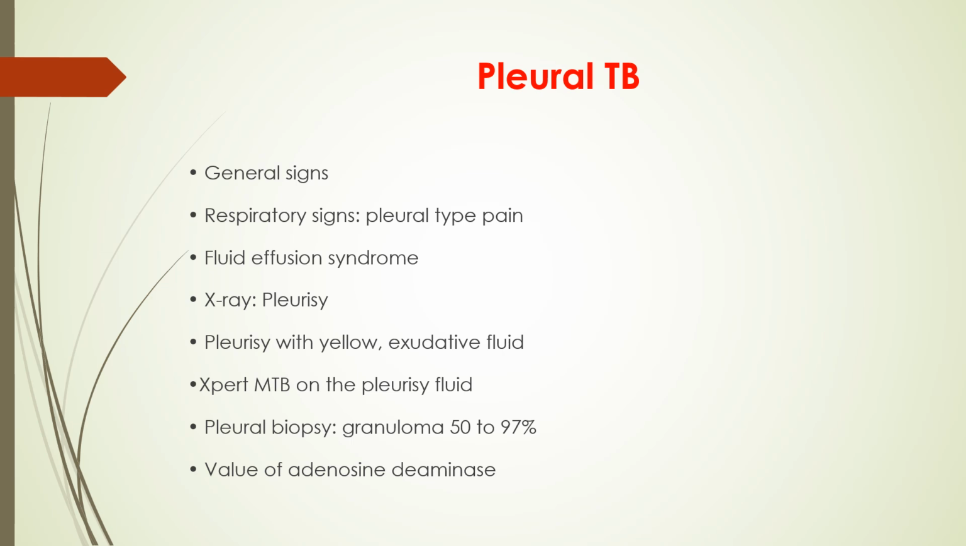What about pleural TB? The person presents with general signs and with some respiratory signs like pleural type pain. At the physical exam, we have the fluid effusion syndrome, and while doing the X-ray, we can see that we have pleural effusion. While doing the puncture, the pleural fluid is yellow and exudative, and we have to do the Xpert MTB/RIF first, as recommended, and if it is negative, we could do the adenosine deaminase or the pleural biopsy, which can allow us to see the granuloma in 15 to 97% of the cases.